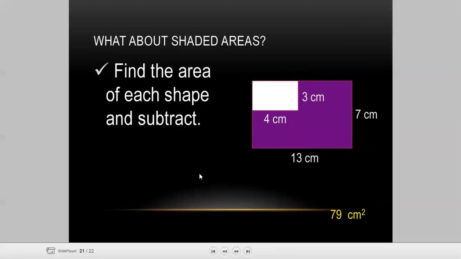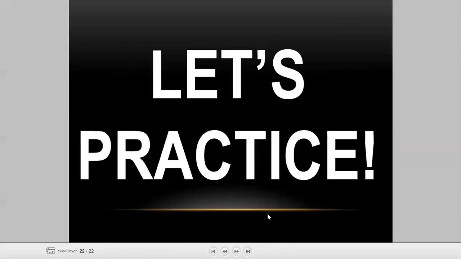What about the shaded areas? Find the area of each shape and subtract. Here we're looking to find the area that is given in shaded. So it's just a rectangle minus a small rectangle. So I multiply 13 times 7 minus 4 times 3 to get 79 centimeters squared, and that's it. Thank you for watching.